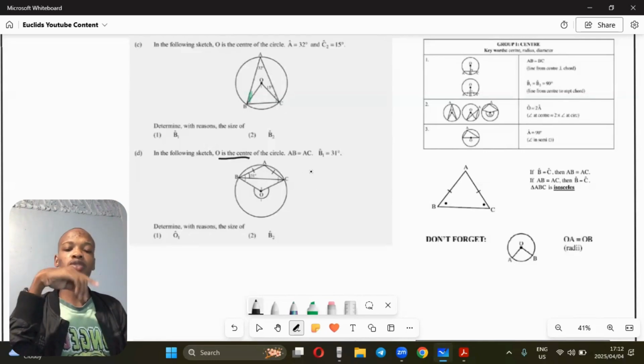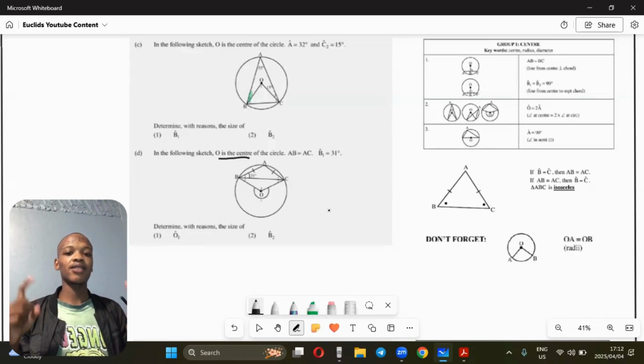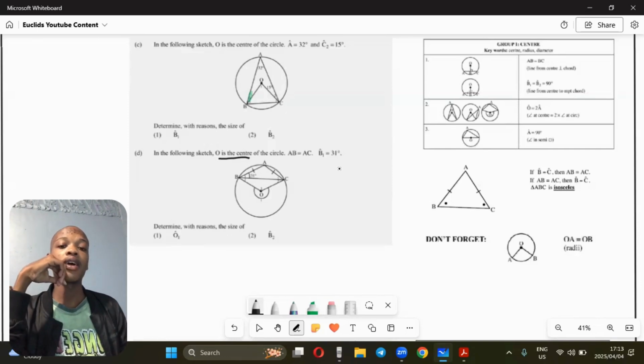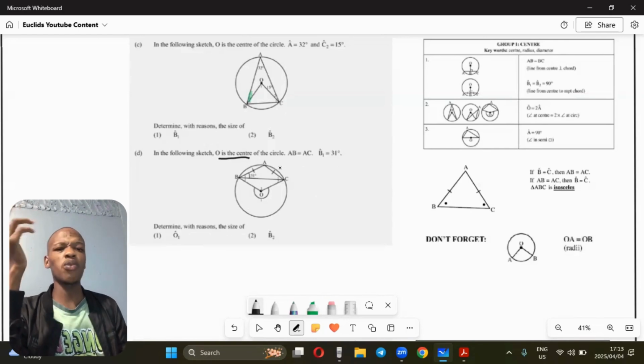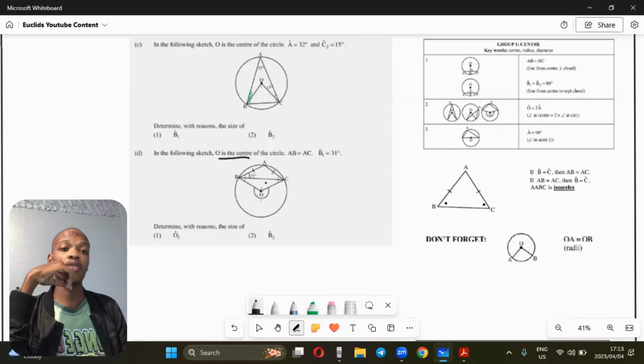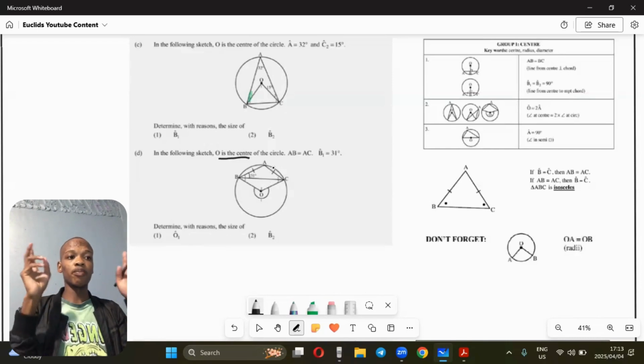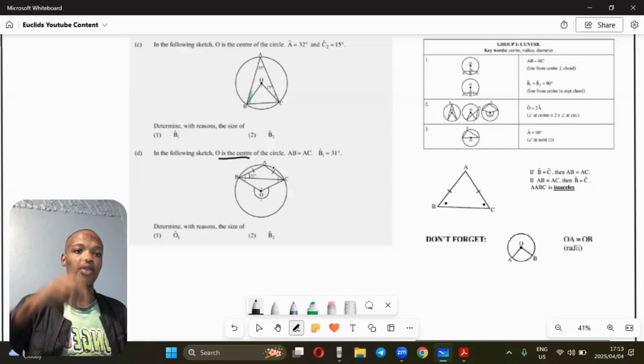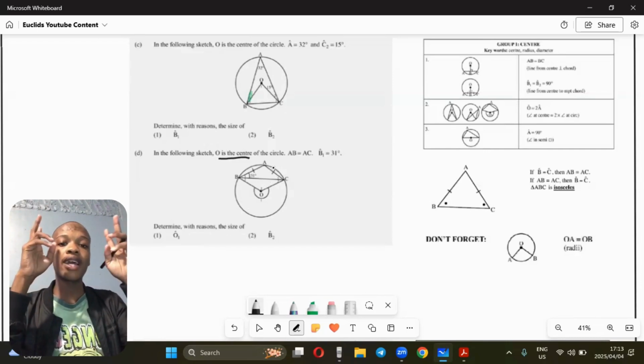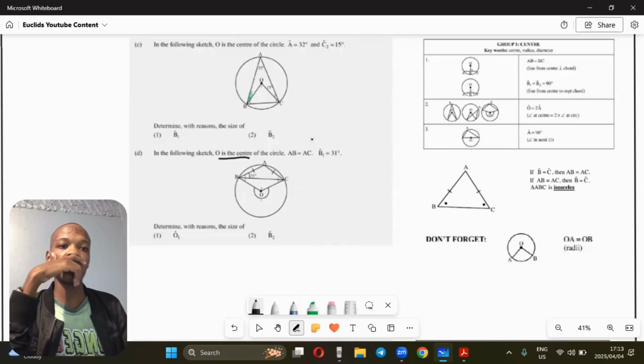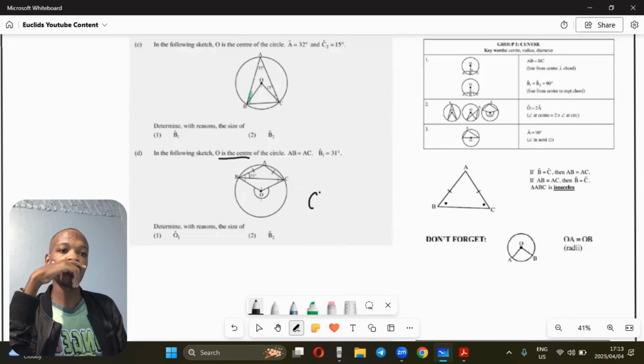P1 is equal to C1 because angles opposite equal sides, or chords, we can say chords. AB and AC, they are chords. So angles opposite equal chords are equal. The precise reasoning is: equal chords subtend equal angles, which means C1 is equal to that. So now C1 is equal to 31 degrees.